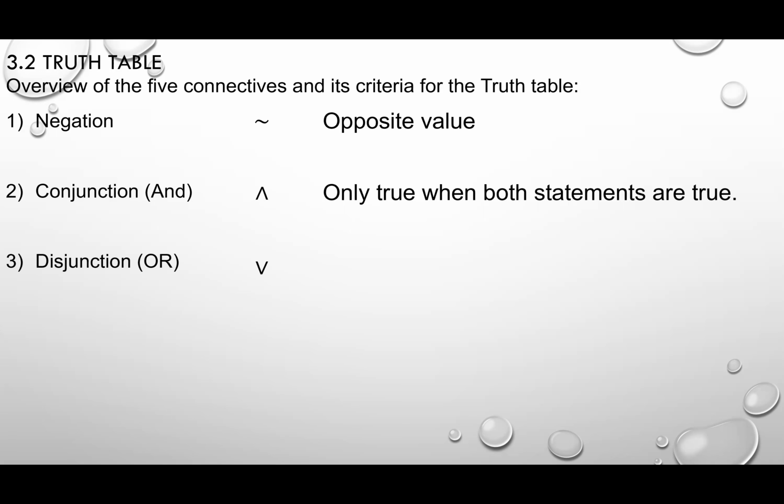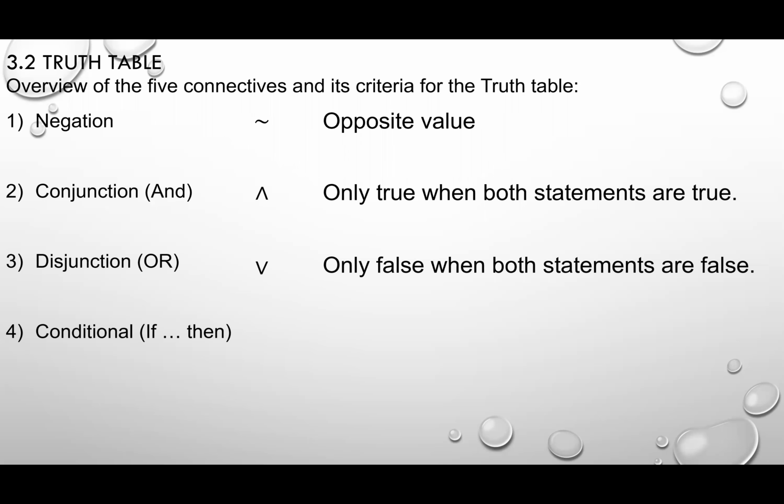And the book tells you the disjunction, which is the or statement, which is the right side V. The or statement tells you that the only time the or statement is false is when both of them are false. If you see, the only time the or statement is false is when both of them are false.